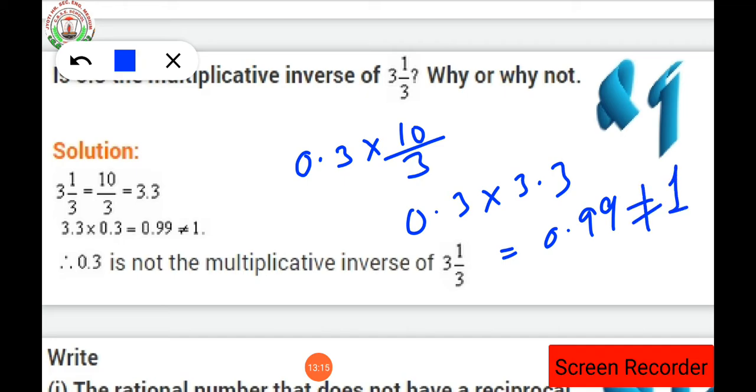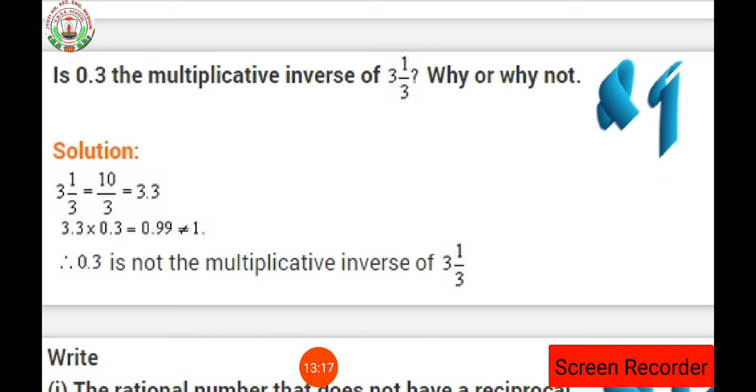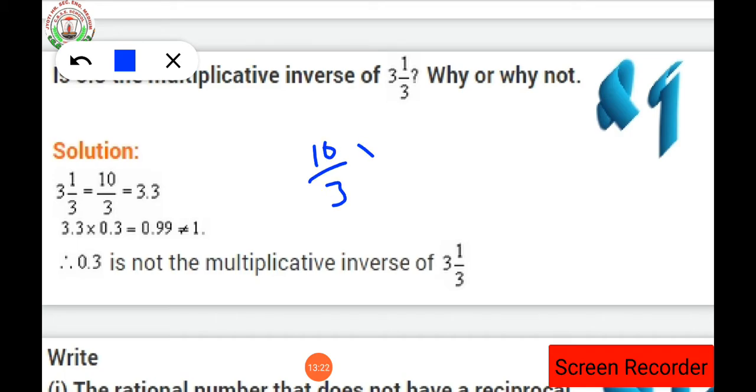1. Okay, or another calculation if you want, you can say that 10 by 3 we are having will be multiplied with the number 0.3. So 0.3 can be written as 3 upon 10. Can we write like this? No, we cannot write it like that. Let me explain you once more. 10 by 3 we are having, that can be written in the decimal form 3.3.